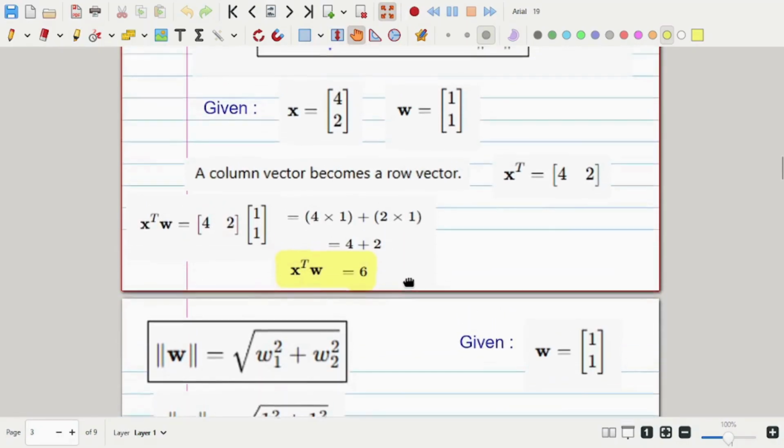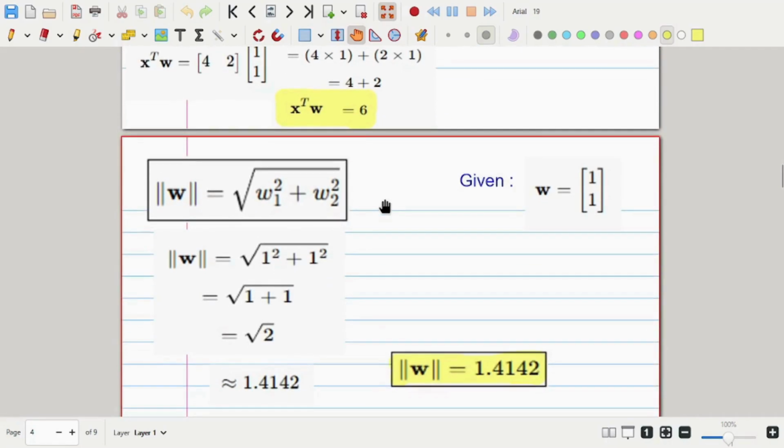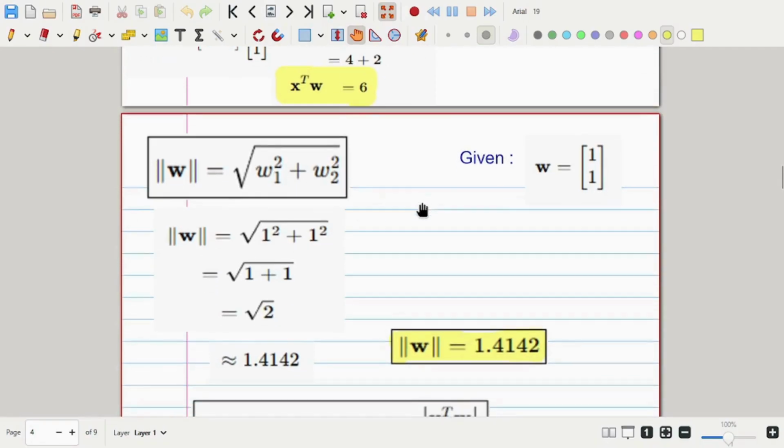Now calculate the denominator, the norm of the vector W. W is the column vector 1 and 1, and the norm of vector W is calculated by the formula square root of W1 square plus W2 square.